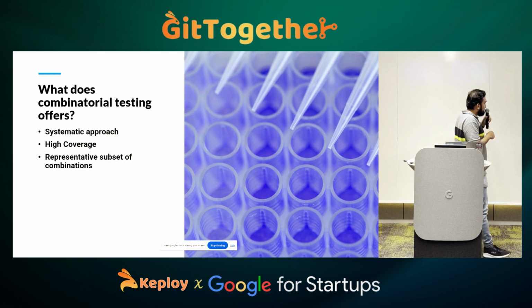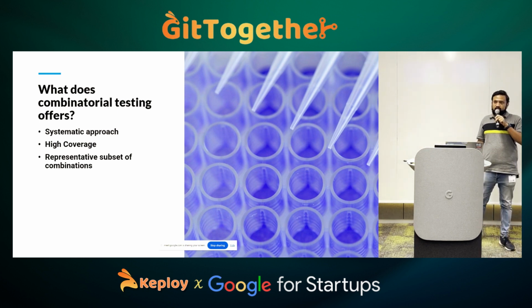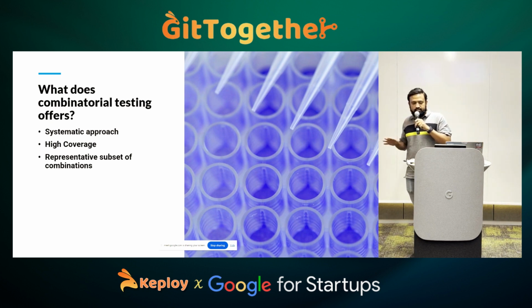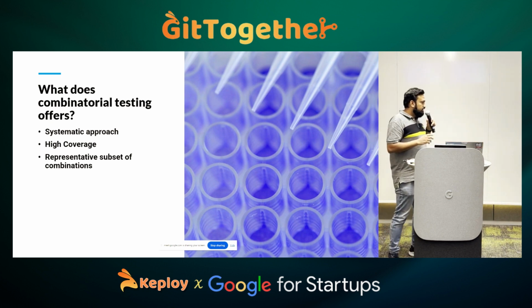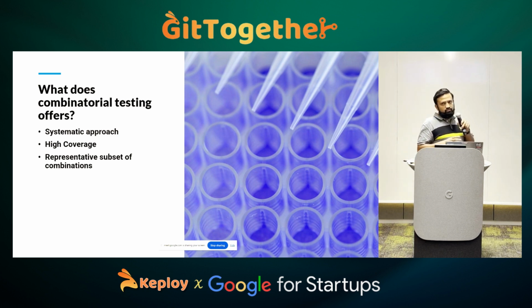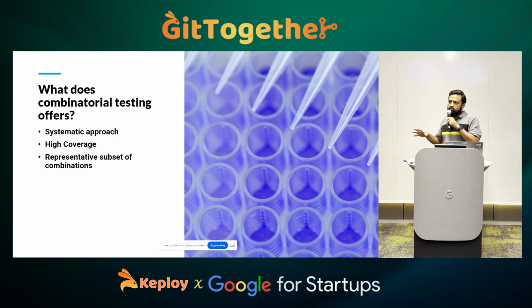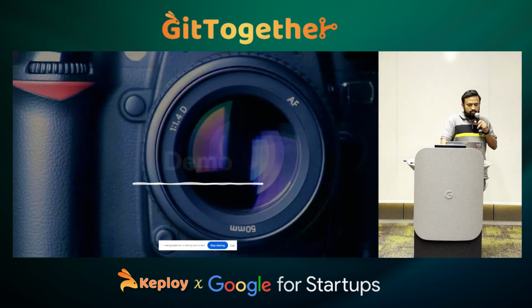So combinatorial testing is a systematic approach. It also gives you high coverage with a very low number of test cases, and it gives you a representative subset of the combinations, which will help you test your system to a better coverage. So let's say you wrote 200 cases, but those are not even needed. You might need only 20. So that's the thing that combinatorial testing helps you with.